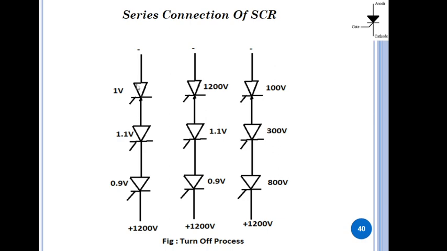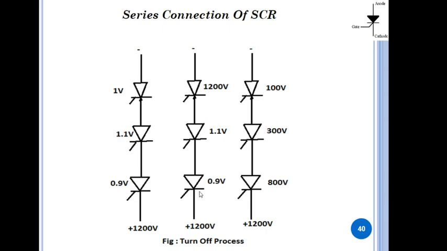Here all the SCRs are still not off. You have started the turn off process, but your SCRs are not going into the off state even though we are applying the reverse voltage, because reverse recovery current starts flowing through the circuit. No SCR can go into the off state instantly, and hence the voltage distribution across each SCR is small.